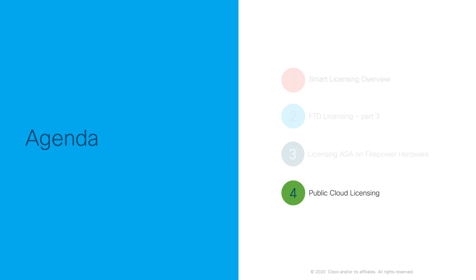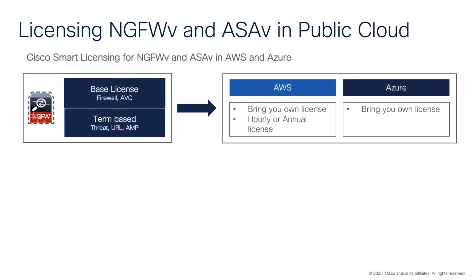In this video, I'll be covering public cloud licensing for Firepower Threat Defense and ASA. It should be pointed out at this stage that the actual management of licenses within cloud environments is pretty much the same as you would manage them on-site, via your FMC or via your FDMs.